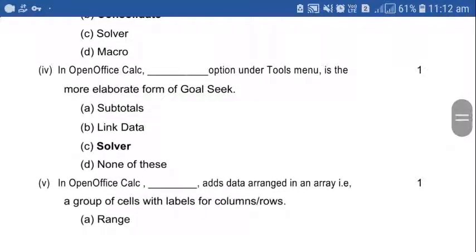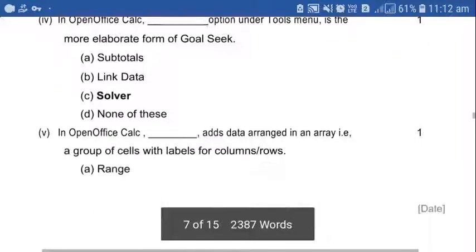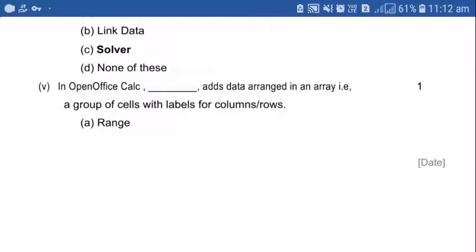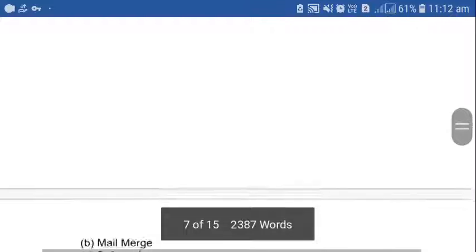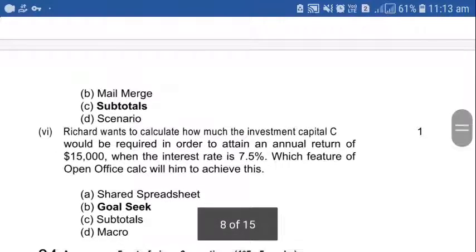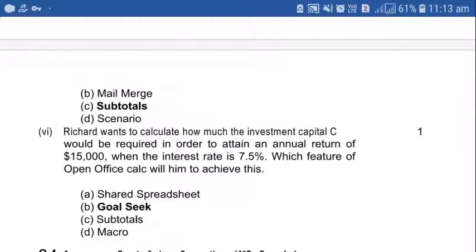Question number 4, in Open Office Calc, dash option under tools menu is the more elaborate form of goal seek. So right answer is solver. Question number 5, in Open Office Calc, dash adds data arranged in an array, that is a group of cells with a label for column or row. So what is this? The options are range and mail merge, subtotals and scenario. So the right answer is subtotals.